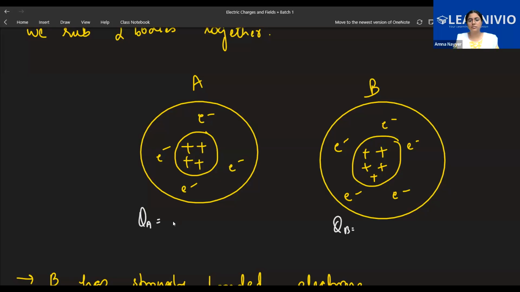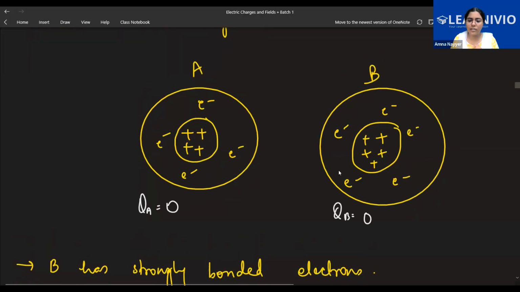Zero for the first one, zero for the second one. Yes, both of them are neutral. Suppose I have these two objects, A and B, and we know the net charge on both of them is 0. Now I rub both of these objects together. There's a condition that I'm giving you: the electrons present in object B are strongly bonded.